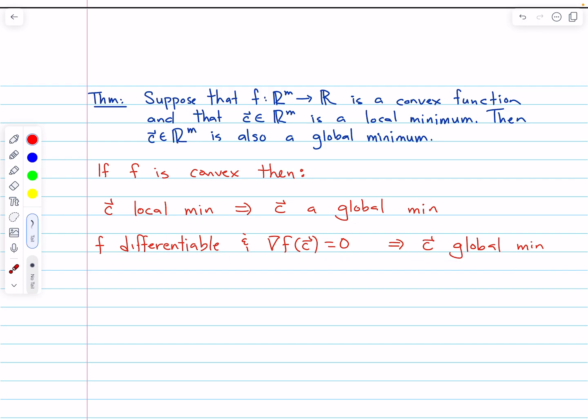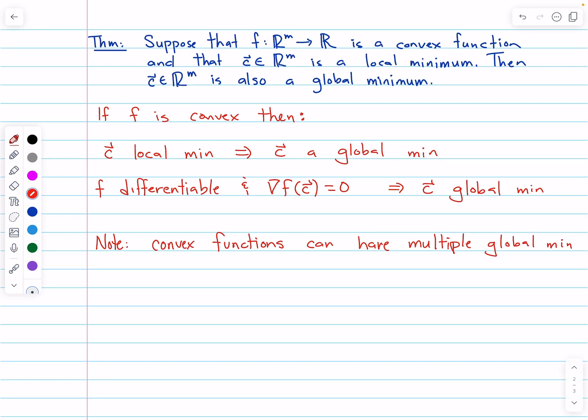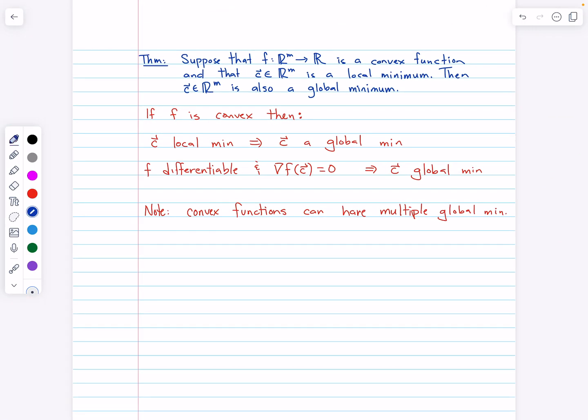Okay. Now for strictly convex functions, one thing to note is that you might see this statement and say, well, hey, the local min has to be a global min, therefore there is only one global or local min. There's only one point that is a global min, but that's not the case. So note, convex functions can have multiple global minima.